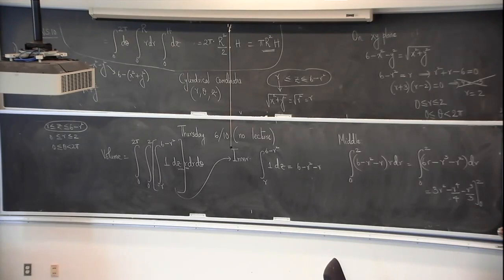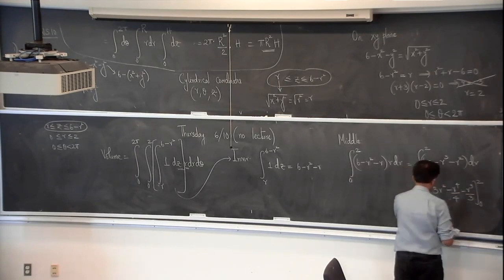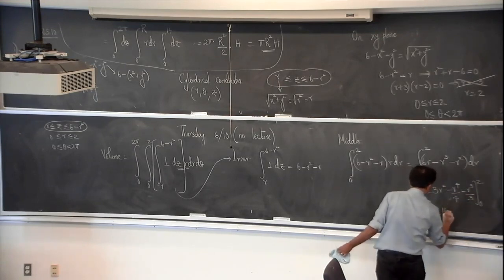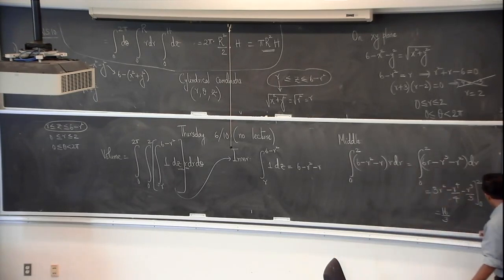Plug it in. So that's going to be 12 minus 4 is 8. 8 minus 8 thirds, which is 16 thirds. Dangerous to do these things without writing it down. Is that okay? 16 thirds. 8 minus 8 thirds, 24 over 3.